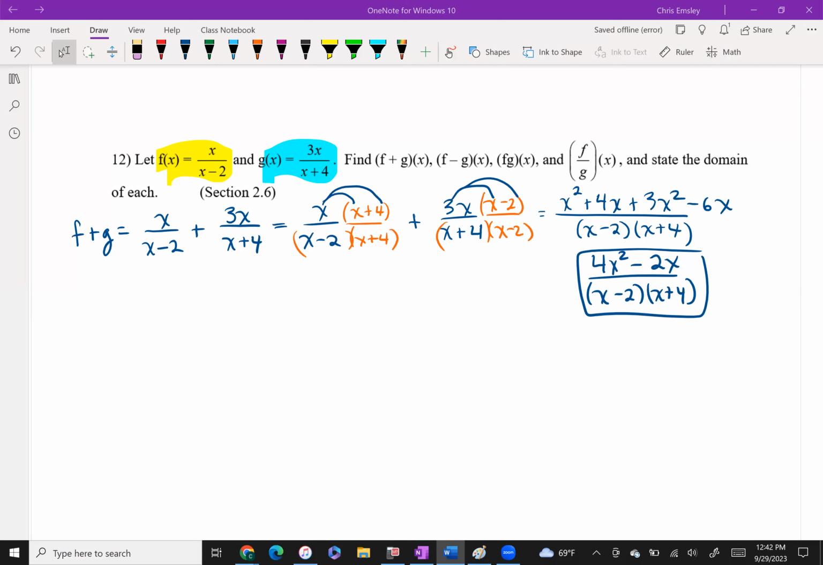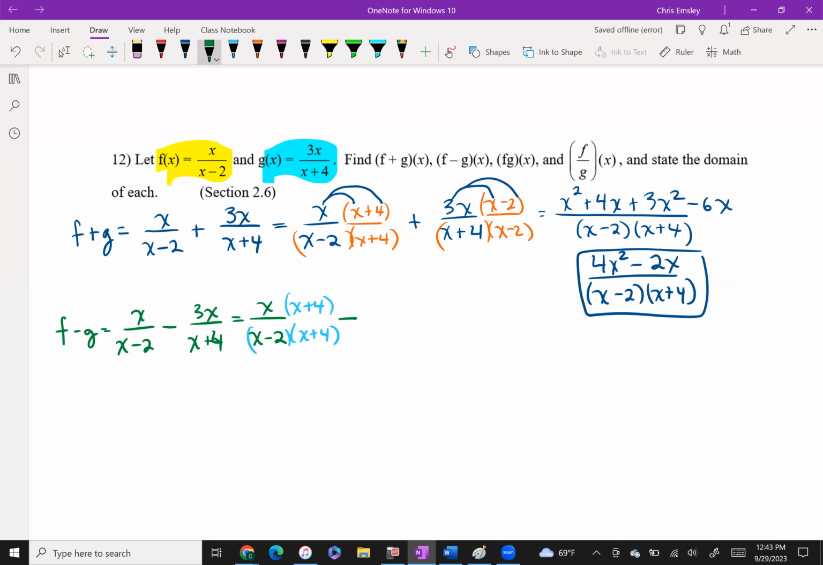Next up, I want to subtract the two functions. It's going to be a very similar procedure. We're just going to have a different sign in there somewhere. So f of x minus g of x. Again, just like with addition, with subtraction, we need that common denominator. So I'm going to multiply in the x plus 4 on the first fraction minus, then on that second fraction, I'm going to multiply in the x minus 2.